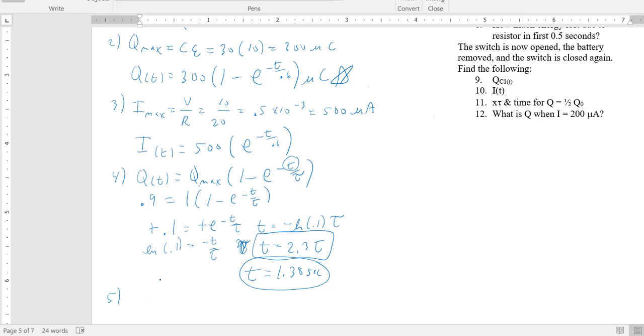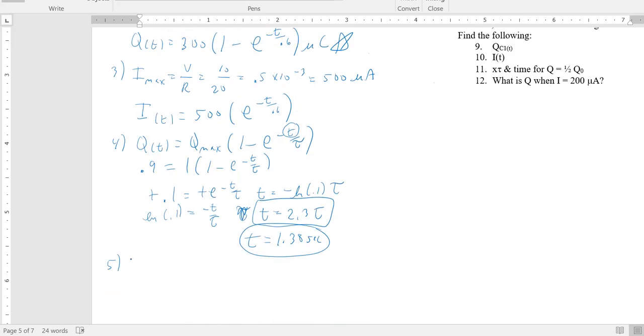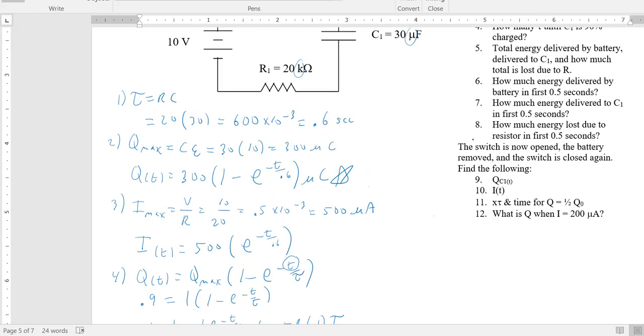So that's how many time constants go by and how much time goes by before the capacitor is 90% charged. All right, number 5, total charge delivered by the battery. Okay, so the total charge delivered by the battery. Oh, sorry, is that total charge delivered by the battery? Let's see. Number 5, total energy delivered by the battery.